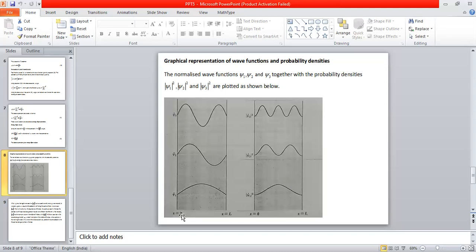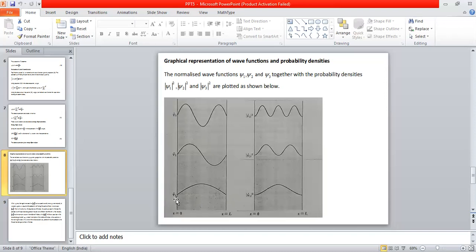In both diagrams, x is equal to 0 and x is equal to L represent the two extremes, the two walls of the potential box, within which our particle can exist as per our initial assumption. Here, this is the graph corresponding to n is equal to 1, so it's a graph of psi1. According to this graph, the wave function vanishes at x is equal to 0 and x is equal to L. The particle cannot exist at the boundaries, nor outside them.